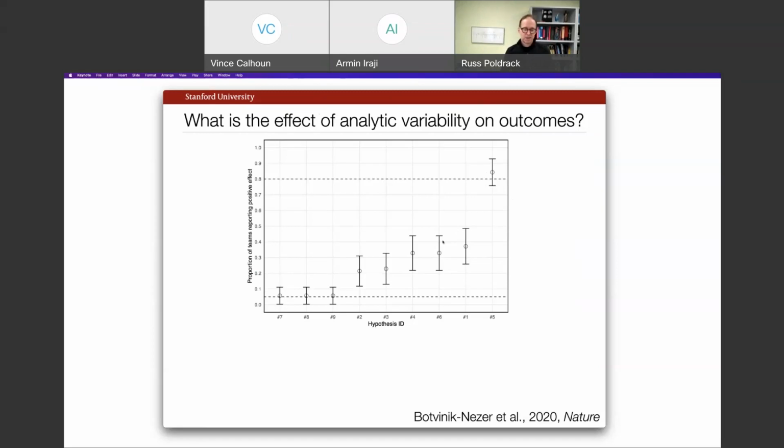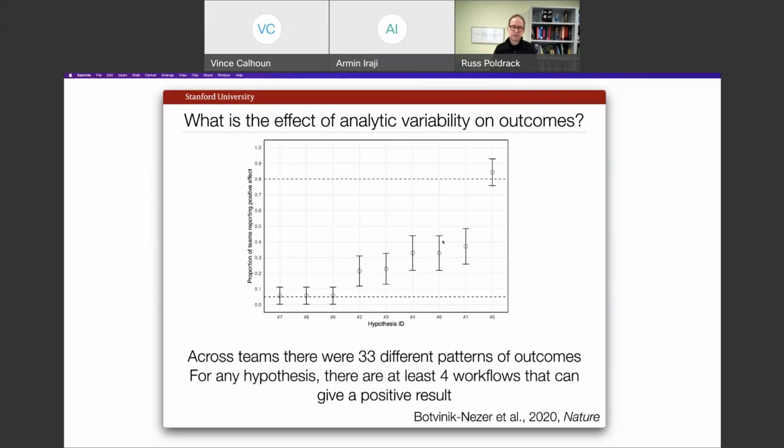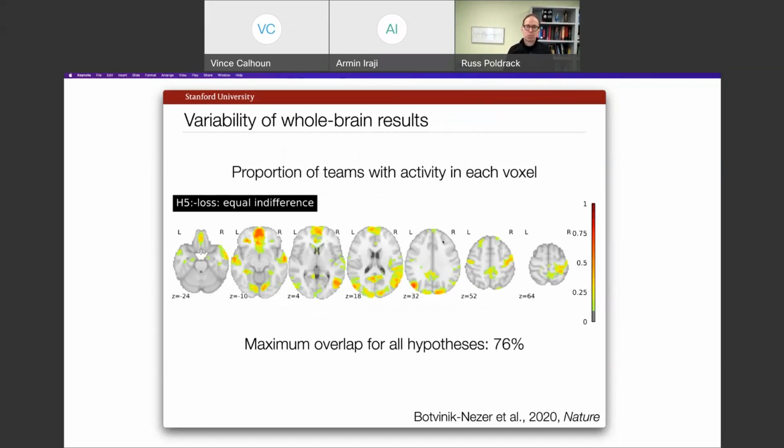So that's a pretty shocking degree of irreproducibility. Another way to look at this is that across the teams, for those 9 hypotheses, there were 33 different patterns of outcomes. If we look at the whole brain results, taking the thresholded maps, we see that there certainly is good overlap, but the voxel with the highest degree of agreement only has 76% of teams agreeing. So even for the places where there's pretty clear agreement, there's a lot of variability.